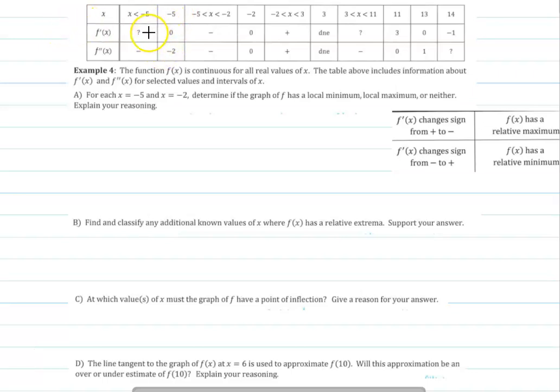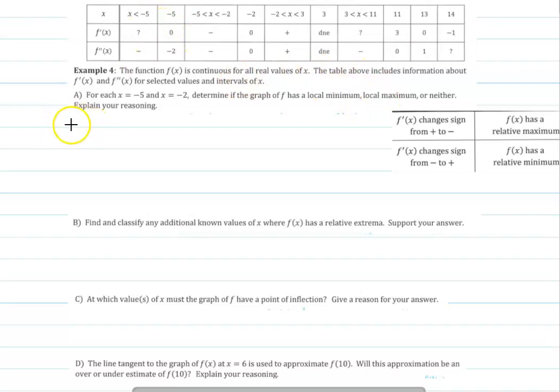In this problem, we are given a table of values of the first derivative and second derivative of a continuous function f(x) on some intervals as well as some points. For part A, we need to check whether the points -5 and -2 are local maxima or minima.